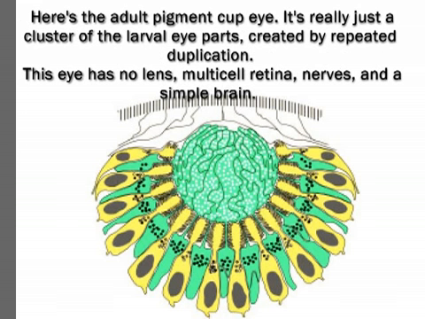Here's the adult pigment eye. It's really just a cluster of the larval eye parts created by repeated duplication. This eye has no lens, a multicellular retina, nerves, and a simple brain.